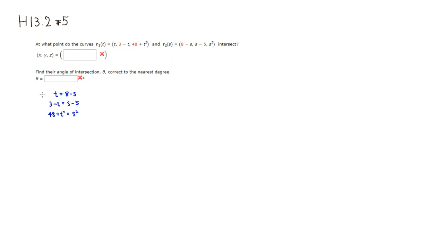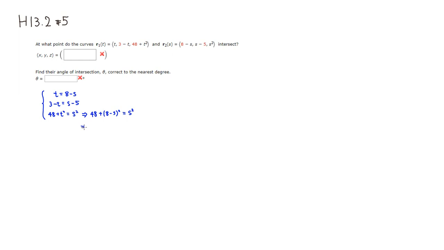All right, so the first equation and the second equation are essentially the same equation. So I'm going to use the first equation and plug it into the third equation. Since it's already solved for t, I'm going to plug 8 minus s into here. We get 48 plus (8 minus s) squared is equal to s squared.